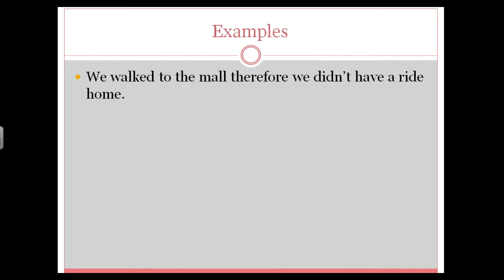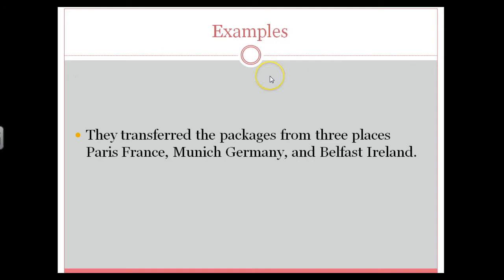First example: we walked to the mall, therefore we didn't have a ride home. So we're looking for where we possibly use a colon or semicolon. Well, we know we have the independent clause first. We walked to the mall. That's the first independent clause. Semicolon there. Then we have therefore we didn't have a ride home. Are there any transitional words? Yes, therefore. Therefore, we have a comma after the word therefore.